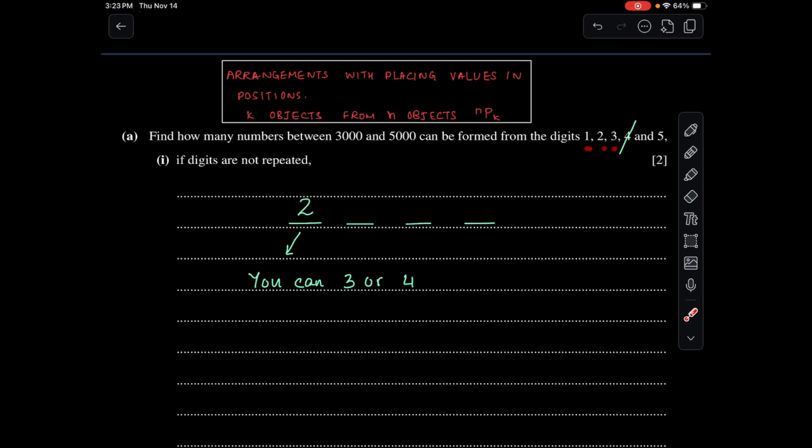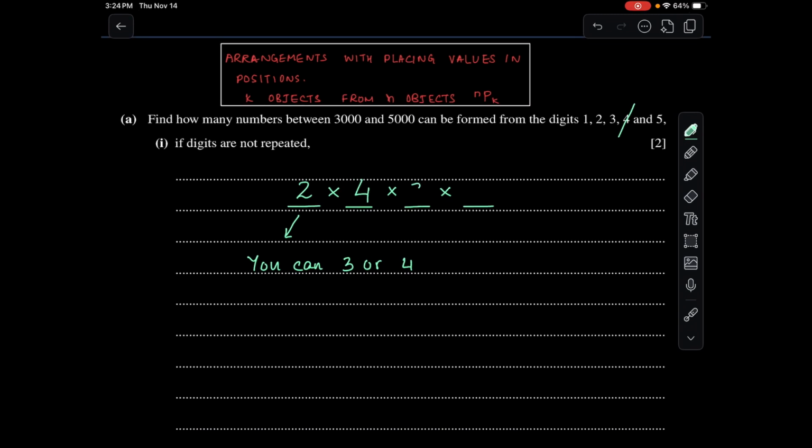1, 2, 3, 4. So the second position can be filled up in 4 ways. There is a multiplication in between. Okay, so now we are done with the second position. If the second position can be filled up in 4 ways, the next position can only be filled up in 3 ways because the digits cannot be repeated, right? And the last position can only be filled up in 2 ways because the digits cannot be repeated.